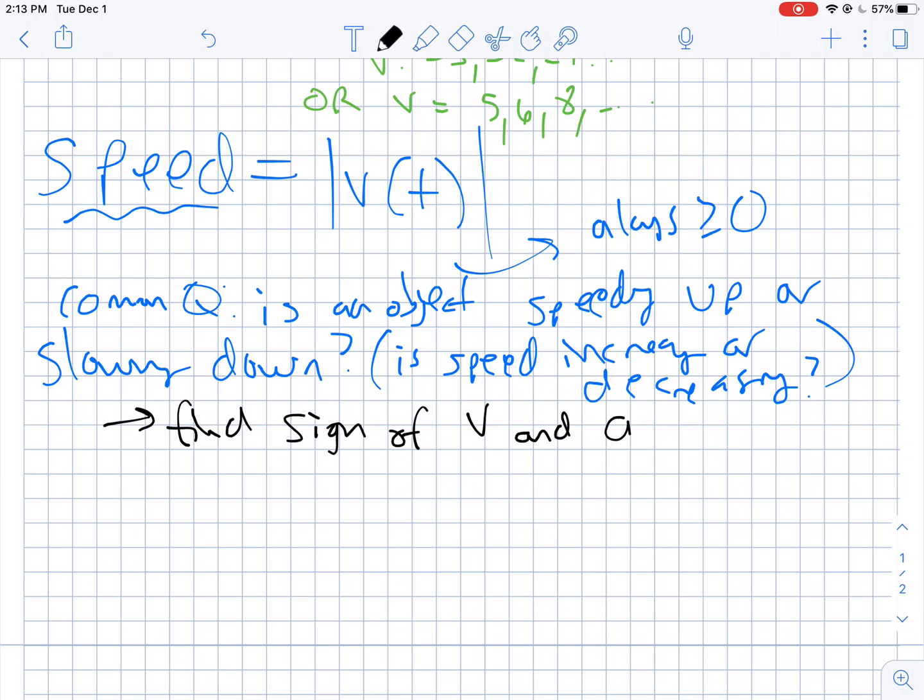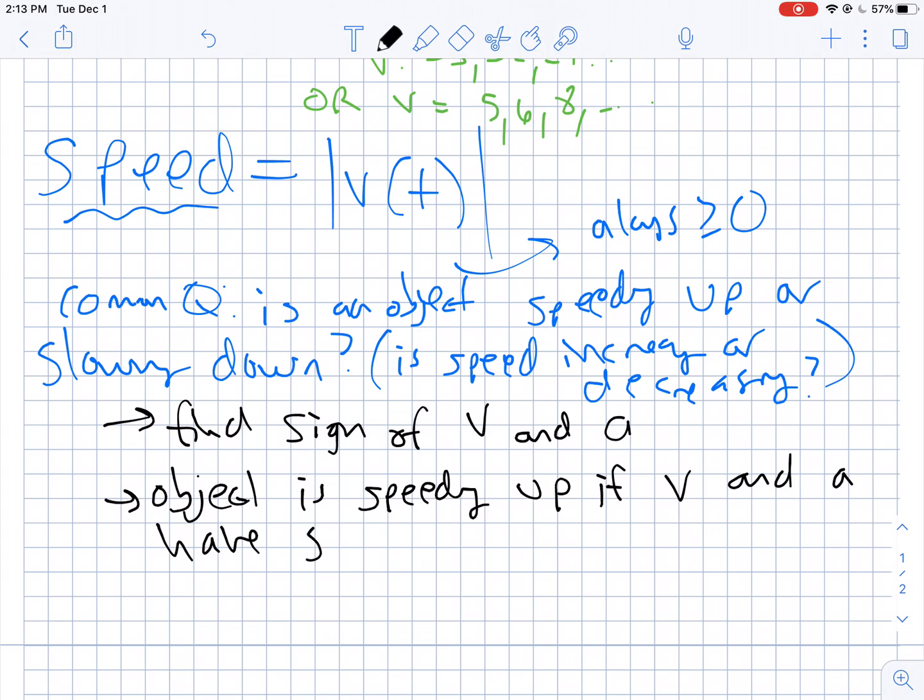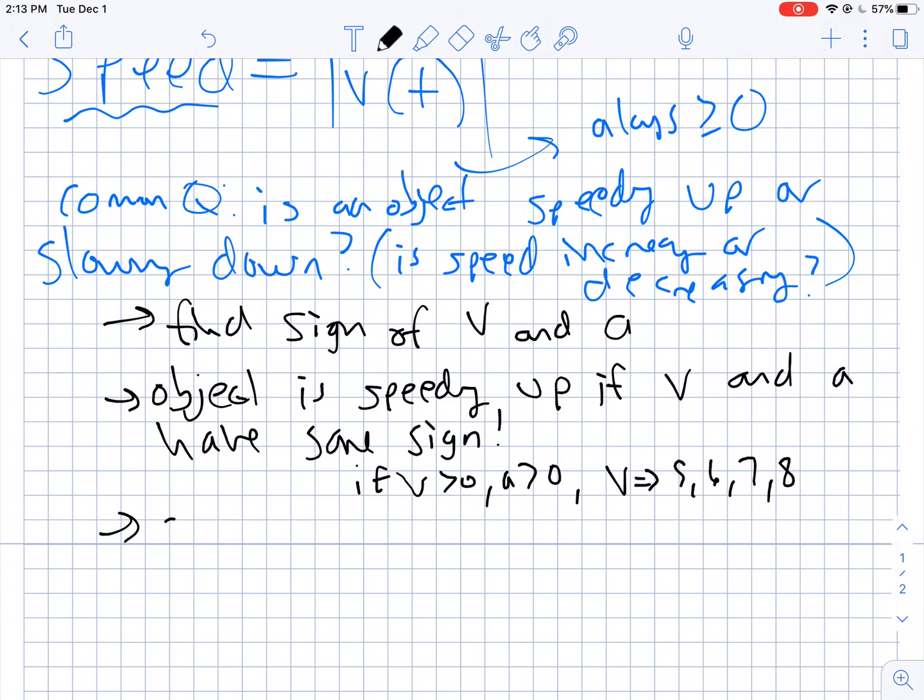Because what we're going to say is the object is speeding up if your velocity and acceleration have the same sign. So, if your velocity is positive and your acceleration is positive, that means your velocity is going like 5, 6, 7, 8. You have a positive velocity and it's increasing.